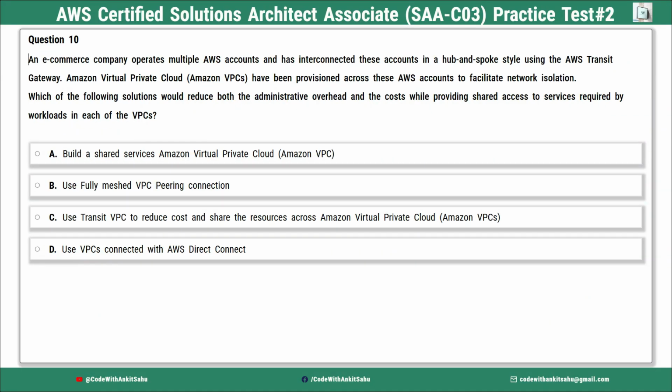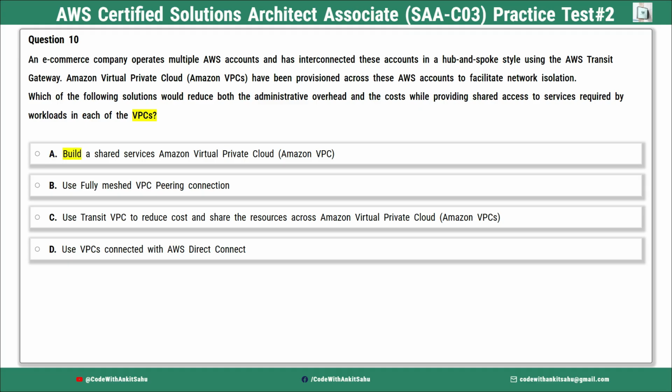Question 10. An e-commerce company operates multiple AWS accounts and has interconnected these accounts in a hub-and-spoke style using the AWS Transit Gateway. Amazon Virtual Private Cloud (Amazon VPCs) have been provisioned across these AWS accounts to facilitate network isolation. Which of the following solutions would reduce both the administrative overhead and the costs while providing shared access to services required by workloads in each of the VPCs?